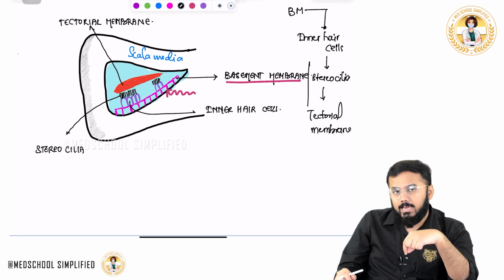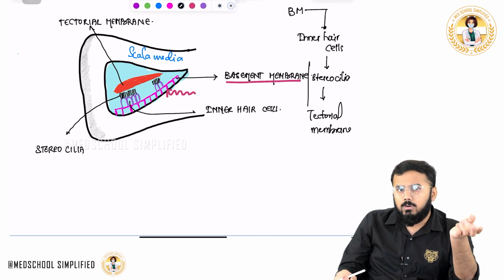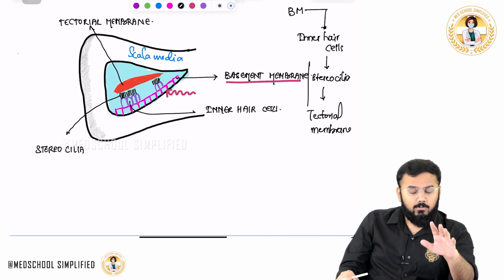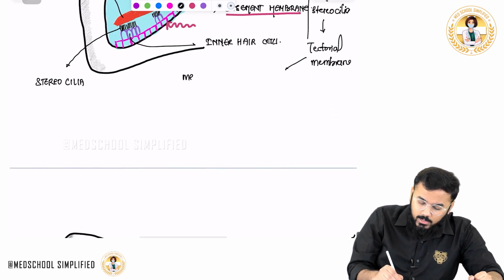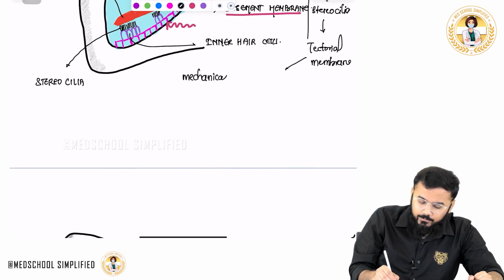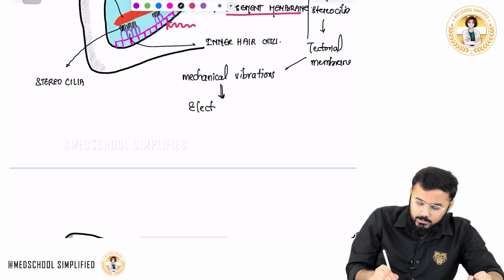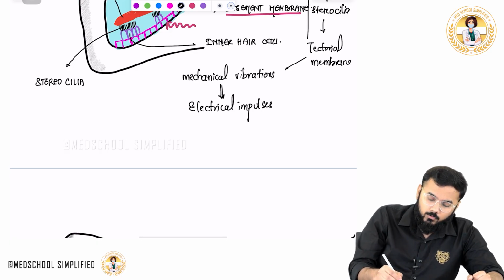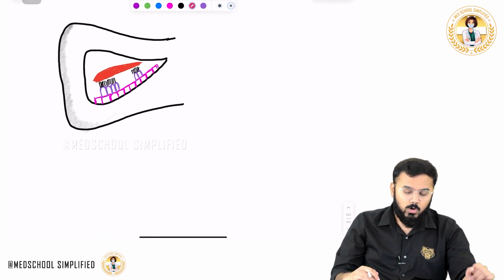Once these mechanical vibrations hit the tectorial membrane, it will convert the mechanical vibrations into electrical impulses. What will the tectorial membrane do? It will convert the mechanical vibrations into your electrical impulses. So once it converts the mechanical vibrations into electrical impulses, this is what will happen.